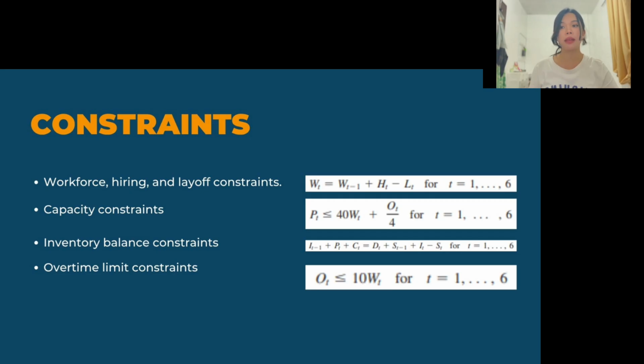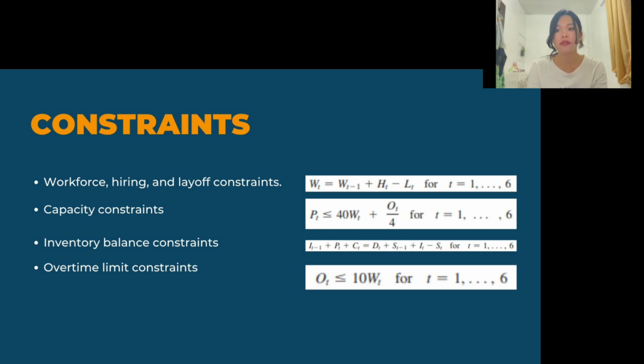Next, we have the capacity constraints. So in each period, the amount produced cannot exceed the available capacity. This set of constraints limits the total production by the total internally available capacity. So how do we get the capacity constraints? We have here the formula: P sub T is less than or equal to 40 W sub T plus O sub T over 4. The 40 there is the number of units that an employee can produce for Red Tomato Company.